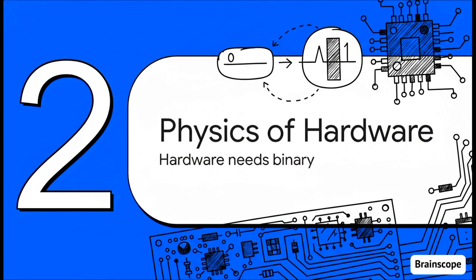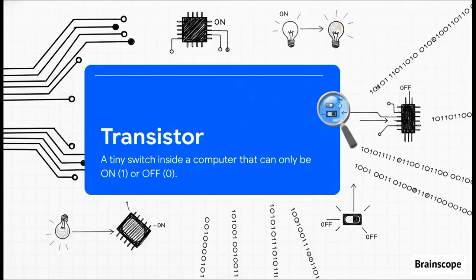Section 2. The physics of hardware. Let's dive into the core physics problem that makes this binary translation an absolute necessity for our machines. Inside any computing device, data isn't being processed by some abstract digital brain. It's processed by physical components, specifically billions of tiny physical switches called transistors. Because of the strict laws of electronic engineering, a transistor can really only do one simple thing reliably. It can be on or it can be off. On is a 1, off is a 0.